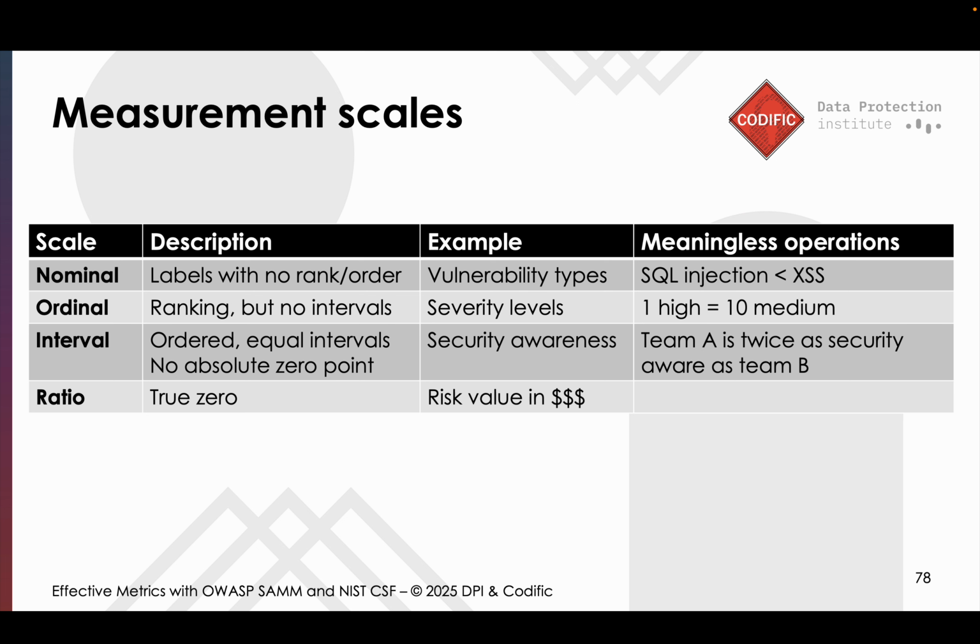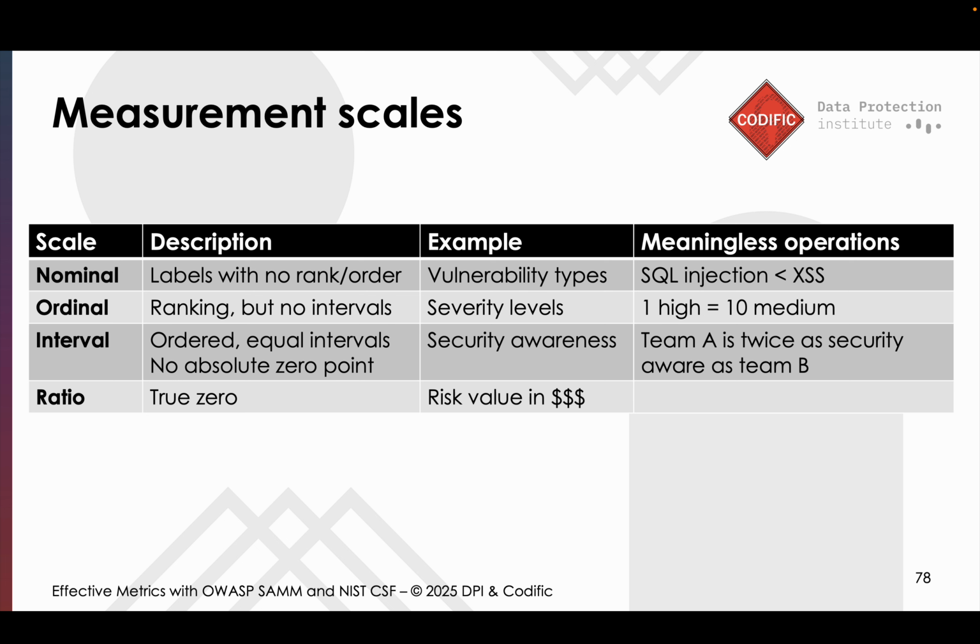Next, we have ordinal scale. Here, the data has order, but the intervals aren't meaningful. This is where risk and severity levels like low, medium, high, critical are categorized or used. You can rank them, but doing math with them is nonsense. There is no analysis possible with those. 1 high does not equal 10 mediums, it just doesn't hold up.